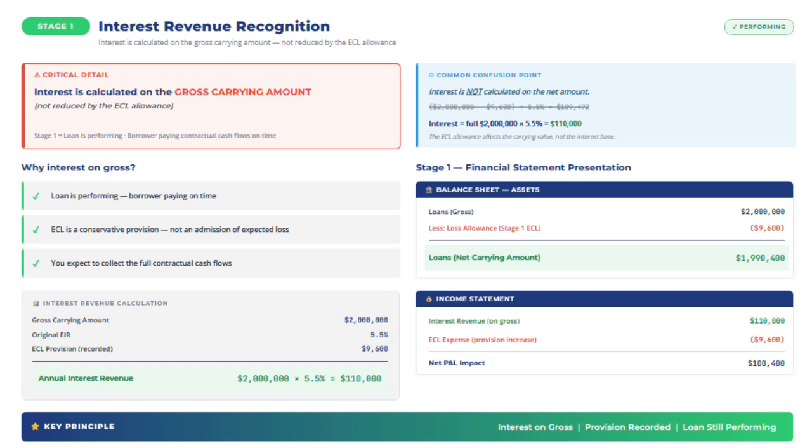1,990,400. On the income statement, you would recognize the interest revenue of $110,000 on the gross, and then you would record the ECL expense of 9,600. So the net P&L impact, if you see at the right corner, is 100,400, which is a positive P&L impact. So the interest is on gross, the provision is recorded, the loans are still performing, and that's the stage 1 accounting.